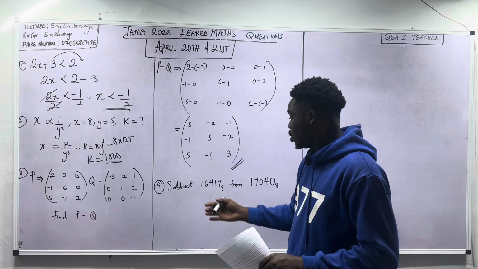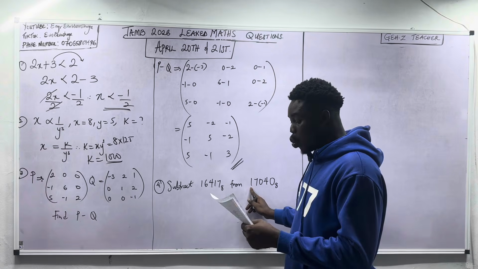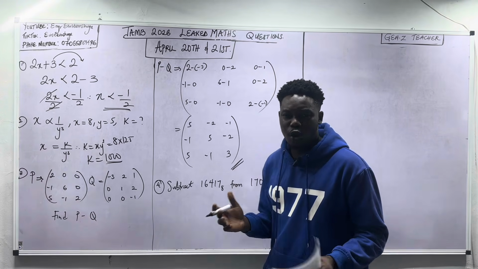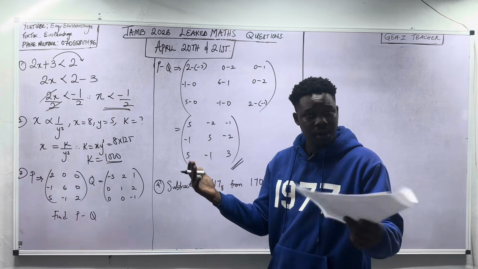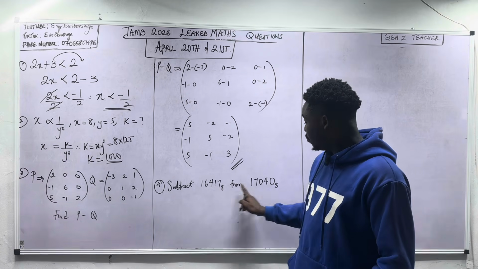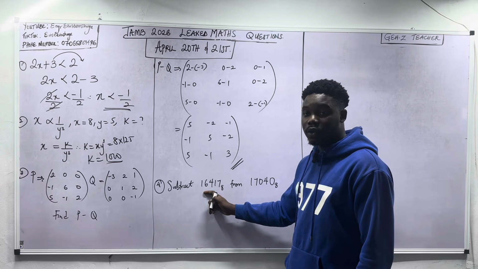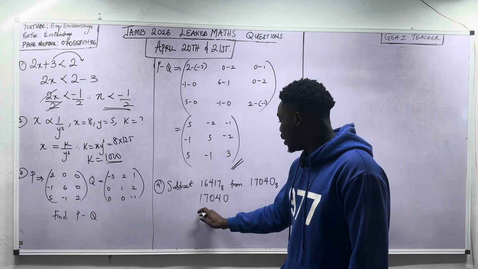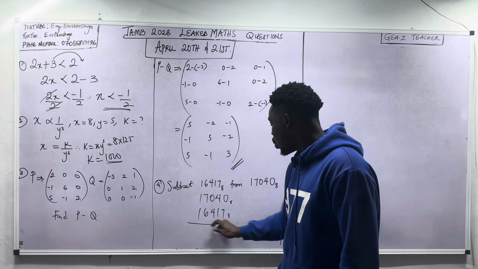Number 4 says, subtract 16417 in base 8 from 17040 in base 8. Now, quickly, we're going to apply our normal trick we learned in primary school. The normal place values, 100, 10, unit, and the rest as we have. Now, quickly, we are subtracting this value from this guy, meaning this value is greater than this value. So, quickly, we're going to do this. So, we're going to say 17040 and then 16417, both in base 8. And we are asked to subtract.